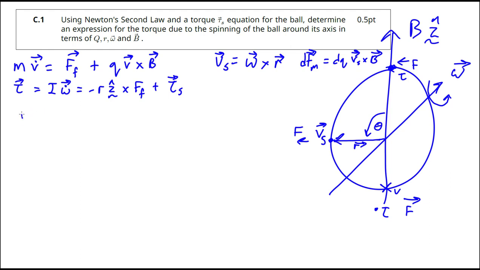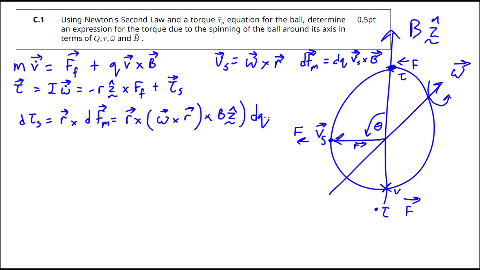So our d tau S, surface torque I guess you call it, is equal to the r vector cross dF, r cross, now we've got our... I'm just going to put the dq on the end in a minute. So here I've got my v, but I know that my v is like omega cross r, so I can do omega cross r, and then that all has to be crossed by B, which is Bz dq. Okay, now we're going to have to simplify this.